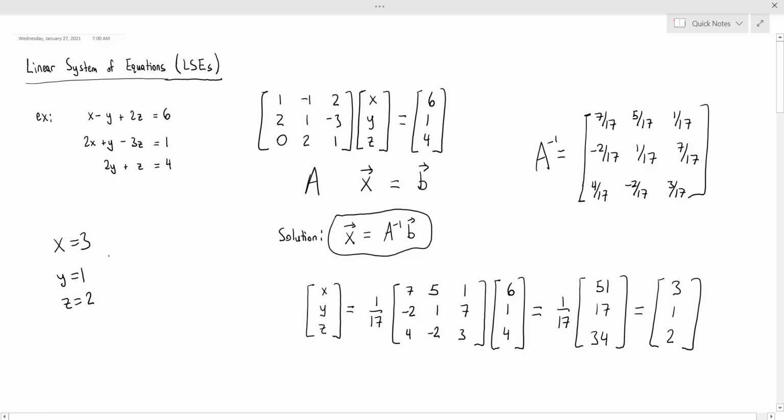Now, you can actually check by plugging these numbers in to the original linear system of equations. Okay, so if we did in the first equation 3 minus 1 plus 2 times 2, plugging in 2 for Z, that does indeed give us 6, so that checks out. And you can check the other ones and everything works, okay? All right, so that was just a very quick run through on matrix inverses, what they are, how to compute the inverse of a matrix, and how I can use it to solve a linear system of equations.